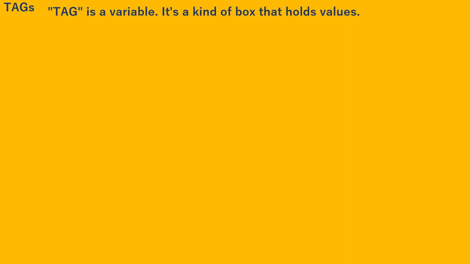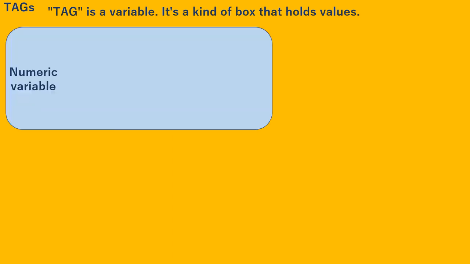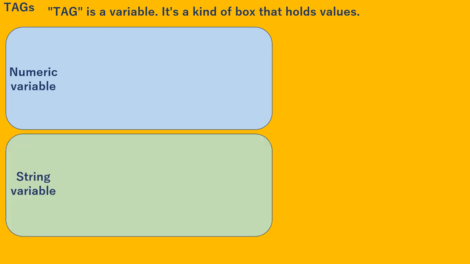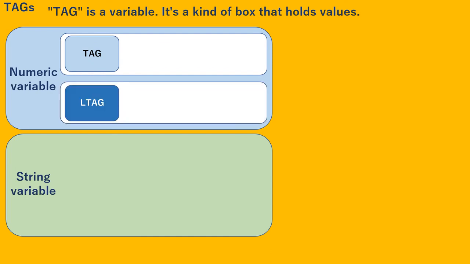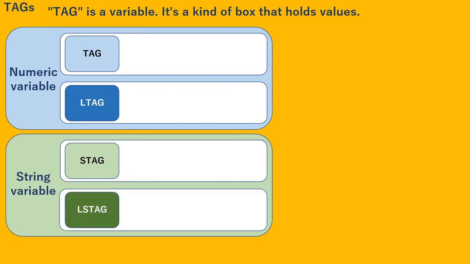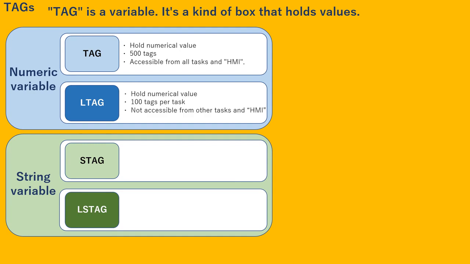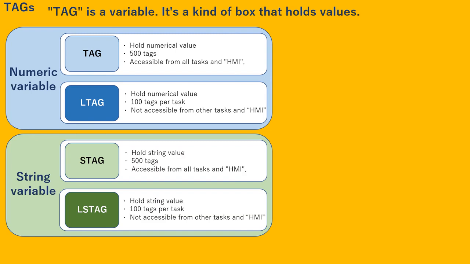Finally, I explain the tags. The tag is a kind of box that holds values. There are numeric variables and string variables. The numeric types are tag and L tag. The string types are S tag and LS tag. The number of tags is 500. It's accessible from all tasks and HMI. Next, the number of L tags is 100 per task. It's not accessible from other tasks and HMI. The strings are also the same.